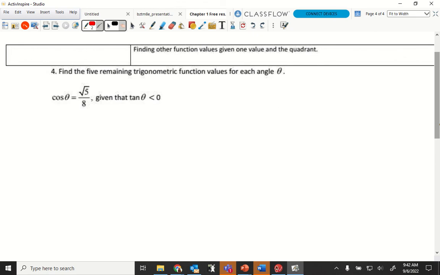So it gives you cosine. To do these, I need three things: x, y, and r. It gives me cosine. What does cosine represent? X over r. Cosine is x over r. So what is my x value here? Square root of 5. X is square root of 5. Y is? Don't know yet, but r is? There we go.